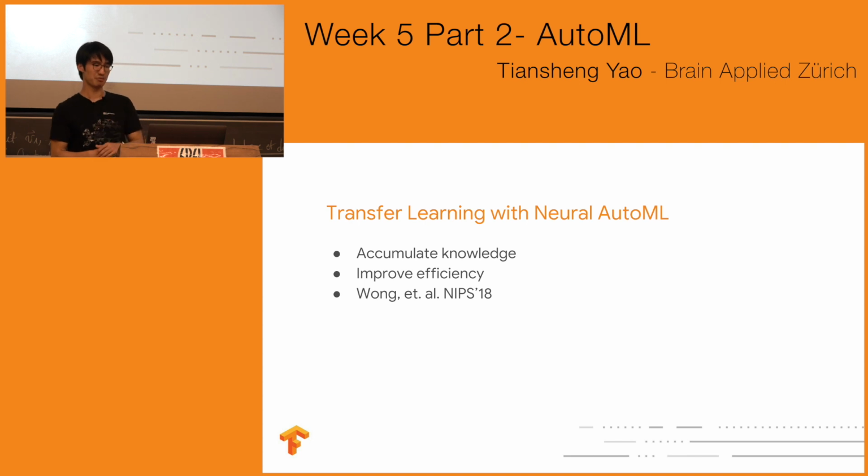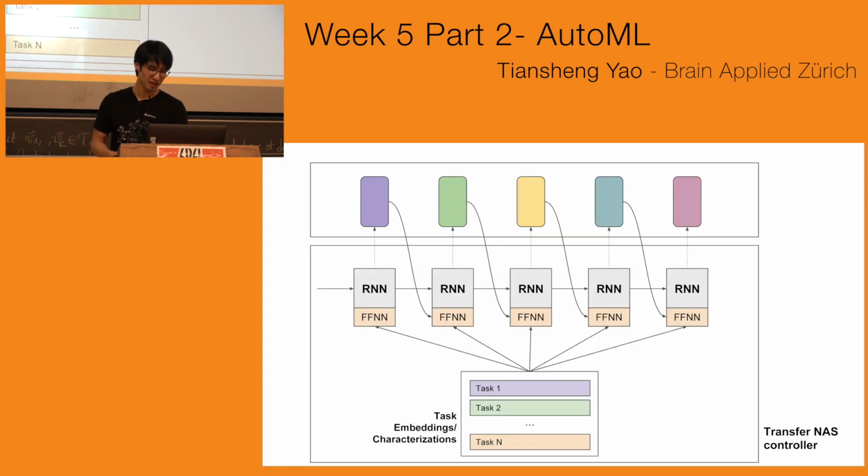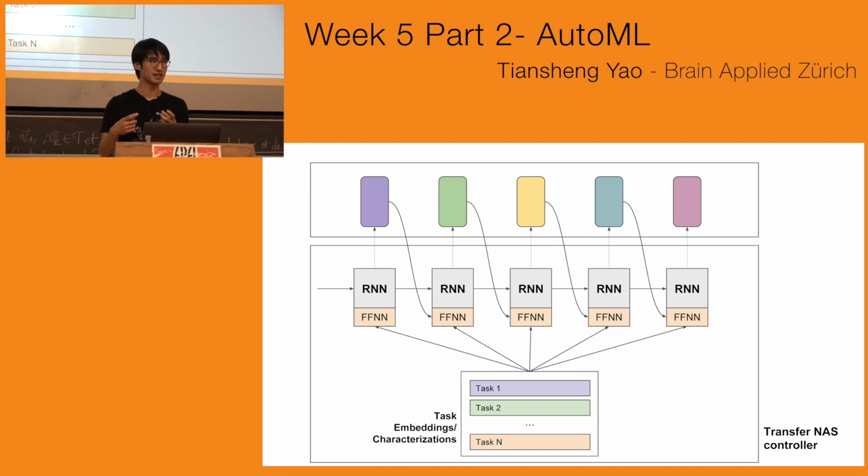And we can combine transfer learning with neural AutoML. For example, training one task already takes a long time for the controller, because every time you need to explore, run the whole training and run different configurations. But if I was given a new task, I don't want to start from scratch.